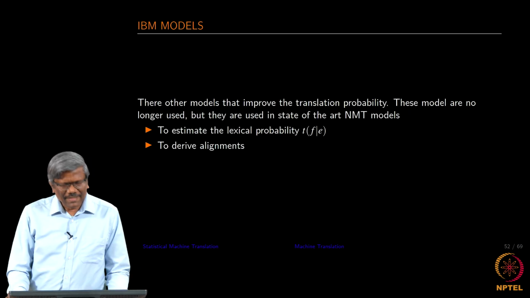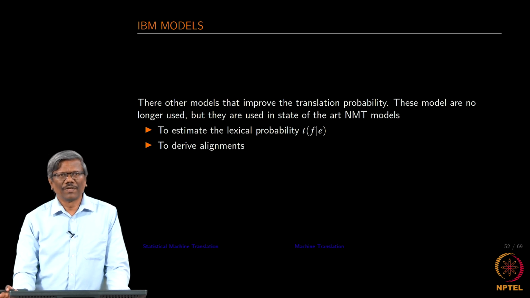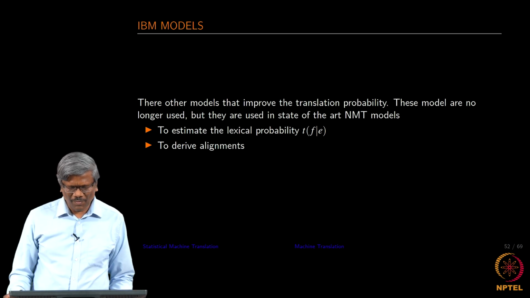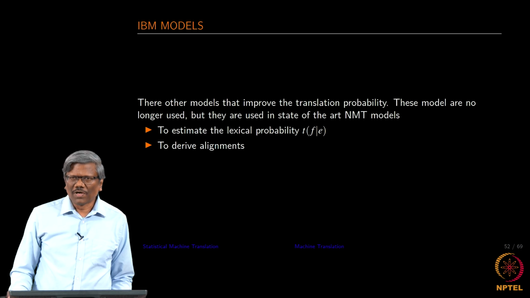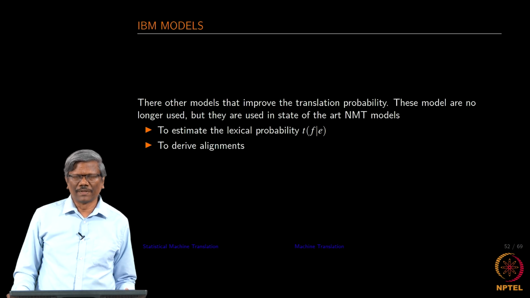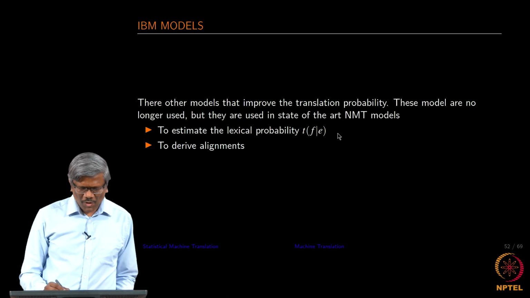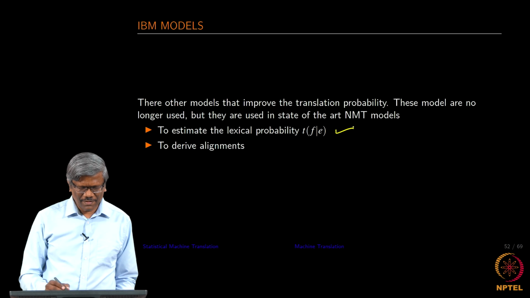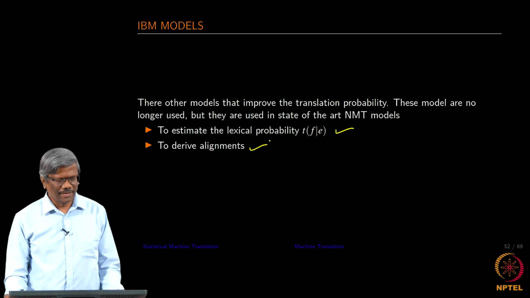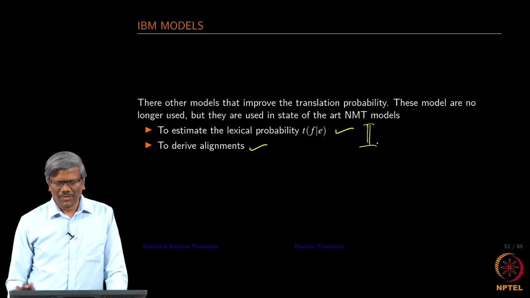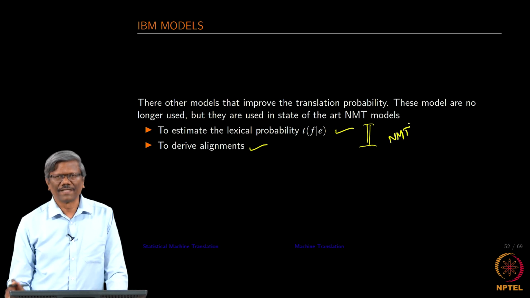Okay. So, as I mentioned earlier, there are other models that are available, and we have only looked at models 1 and 2. The other models are actually improvements of model 2 and so on. So, we do not want to really look at those models. These models really gave us a few things. One is how to estimate the lexical probability, and the second one is how to derive the alignments. So, these are the two important things that we will be using in neural machine translation. All right.